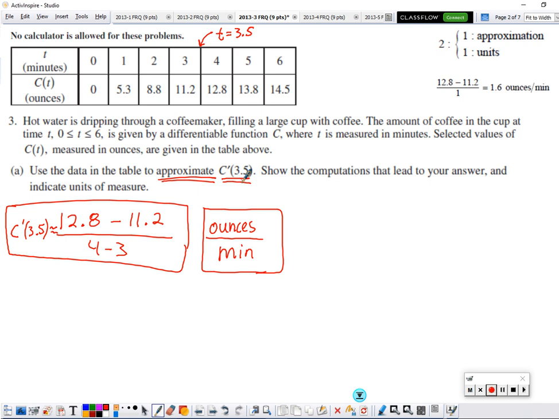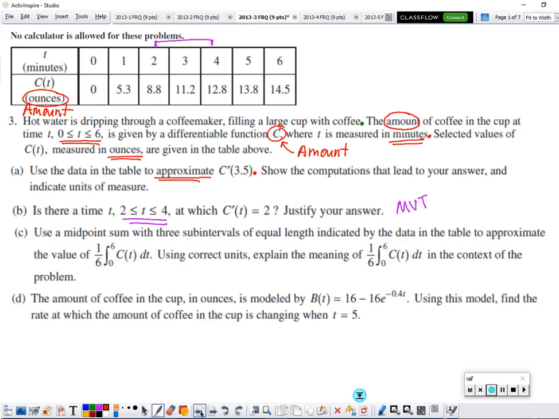Okay, next one. Part B. Is there a time from 2 to 4 where the instantaneous rate of change will be 2? All we have is this table. It goes back to the same idea again. You can approximate an instantaneous rate of change with an average rate of change. And what they're hoping you'll pull out of thin air, to be honest, is the mean value theorem.